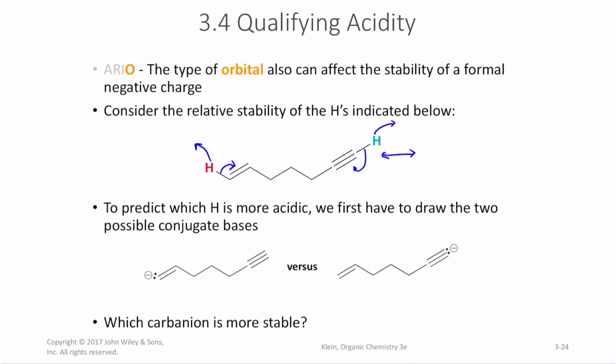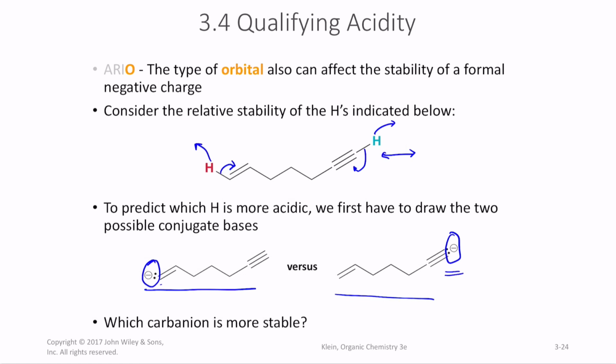Now let's try the structure. These are the two structures that you end up with. Here the negative charge is on the double bond, here the negative charge is on the triple bond. So the larger the bond, the more stable it is. Triple bonds get more stability over double bonds.